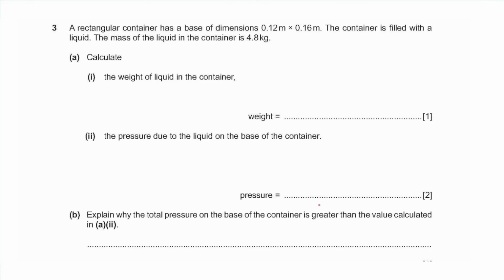Question 3 says a rectangular container has a base of dimensions 0.12 meters by 0.16 meters. The container is filled with a liquid. The mass of the liquid in the container is 4.8 kilograms. Calculate first the weight of the liquid in the container. W is equal to mg.